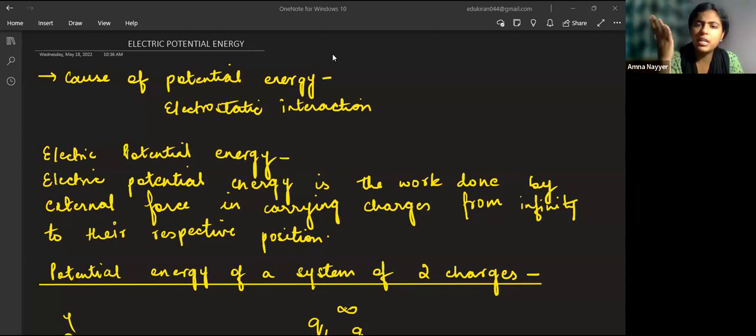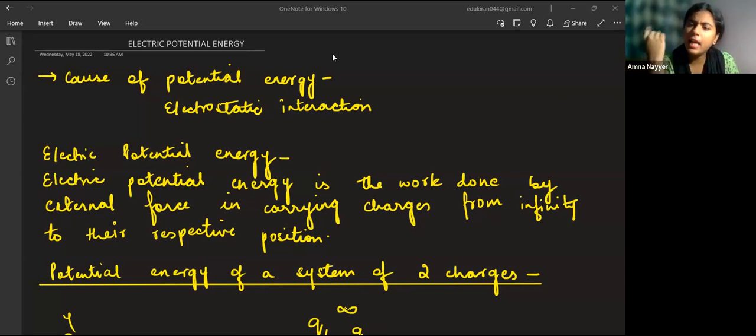Why are we getting it, what is the cause of potential energy in general? I'm not talking about this chapter specifically. In general, whenever we are talking about electric potential energy or any type of potential energy, in potential energy you mainly have two quantities which are interacting among themselves. They exert force on each other. That is what is meant by electric potential energy. So the basic cause of electric potential energy is electrostatic interaction. If two masses are kept, they'll have gravitational potential energy. If two charges are kept, they will have electric potential energy, right?